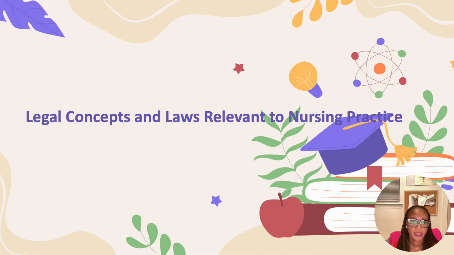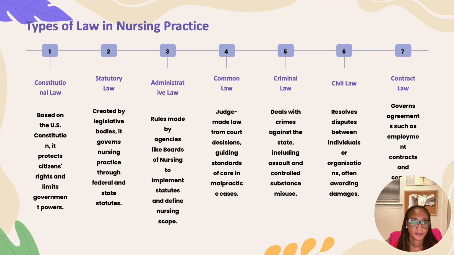Legal concepts and laws relevant to nursing practice. Types of law in nursing practice. We have constitutional law. This is based on the U.S. Constitution, which is the highest authority for citizens' rights and government power. So example, freedom of speech.